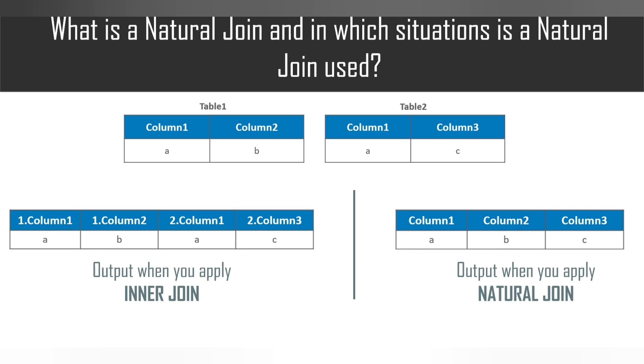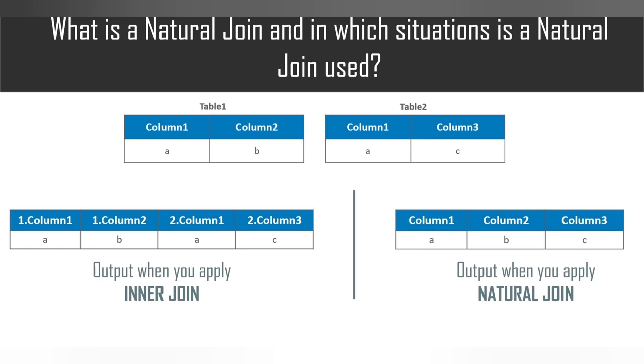Now, if you see over here, when you apply the inner join, you'll have a redundancy of data. That is, the column 1 data is getting repeated again. It is basically repeated twice. But in the case of natural join, it's just mentioned once. So this was a scenario of two tables where the output was so simple.